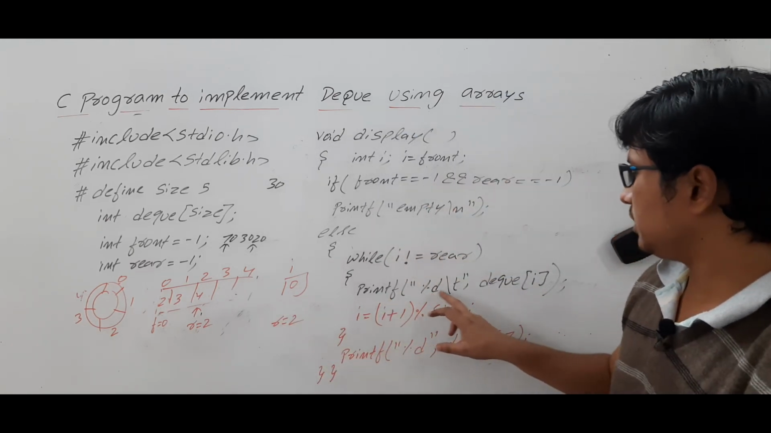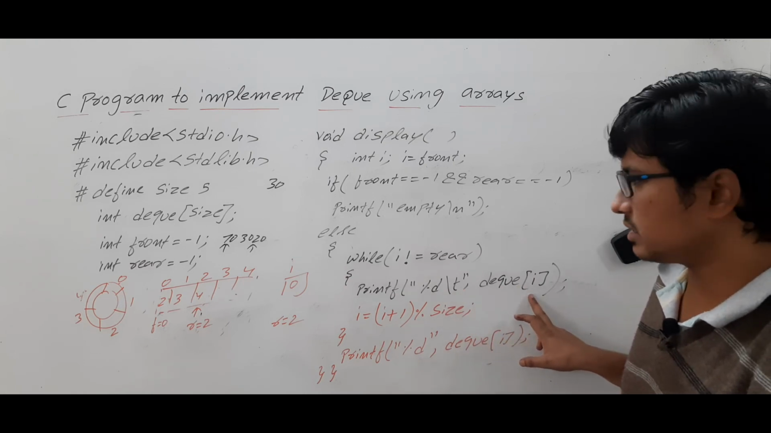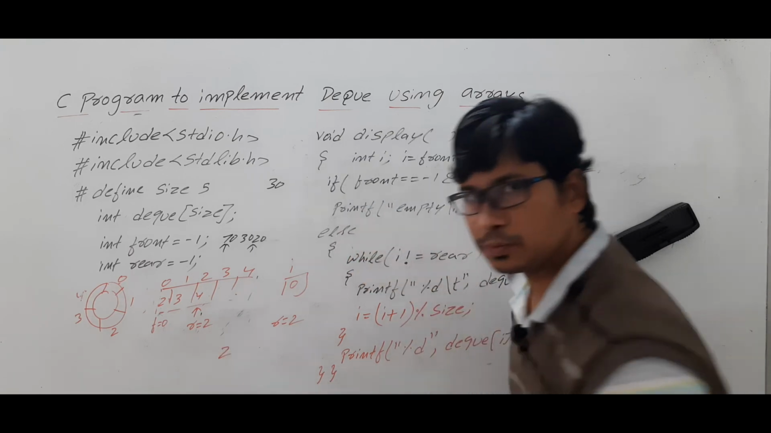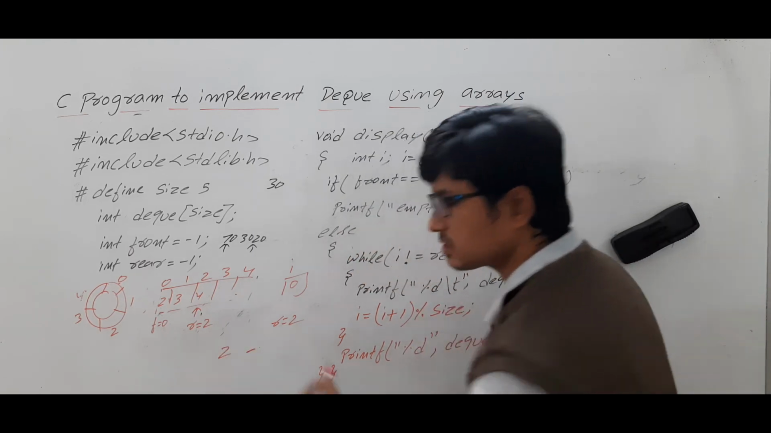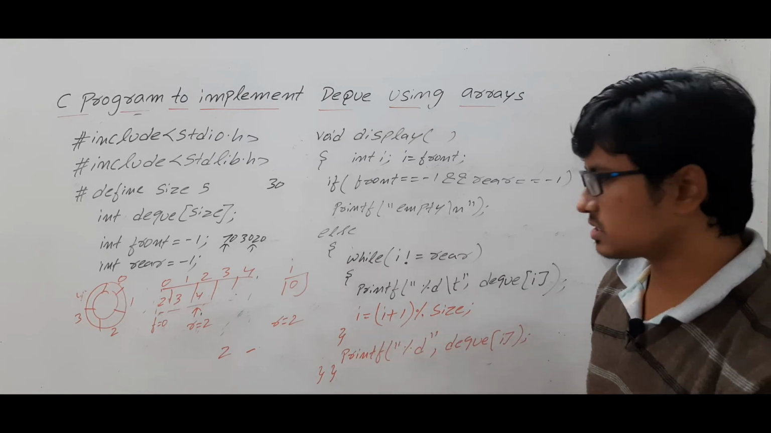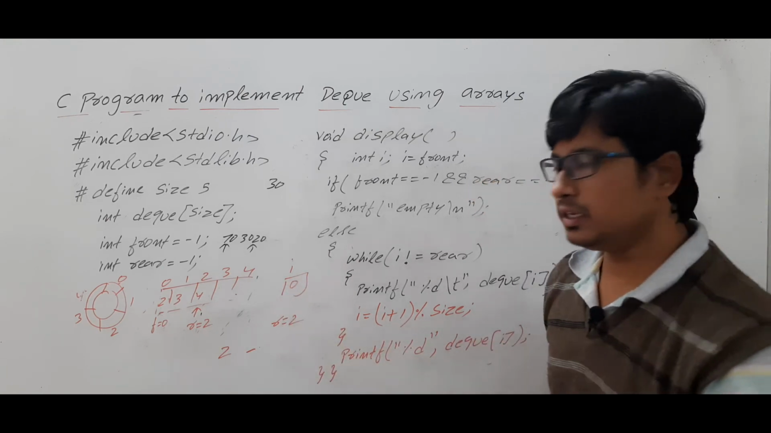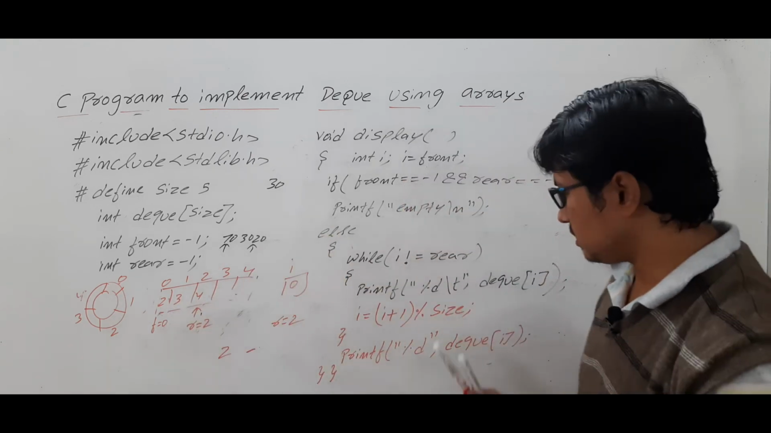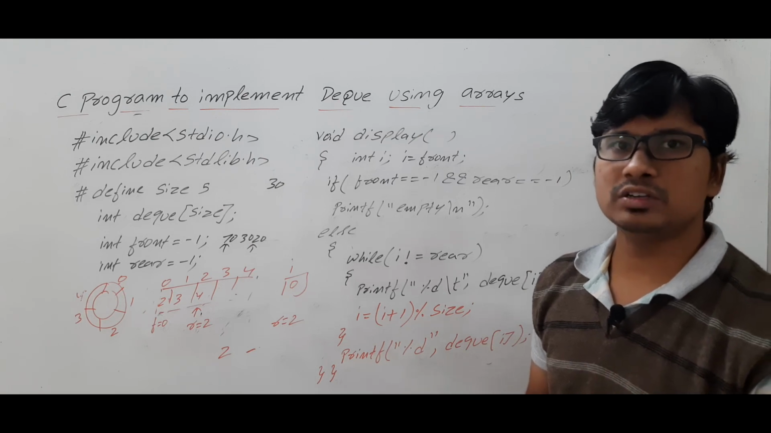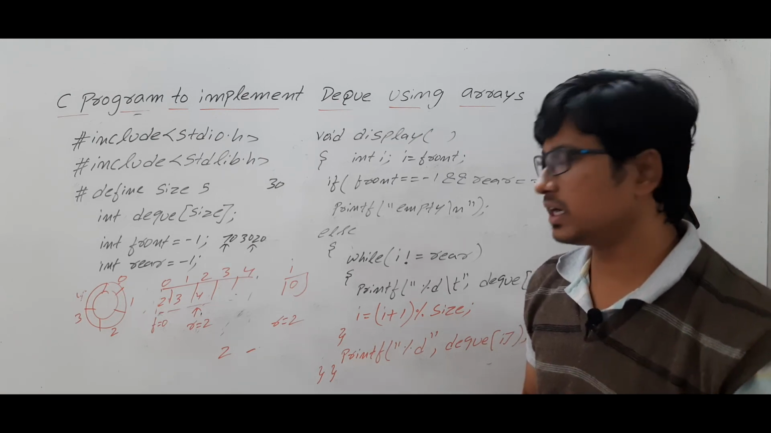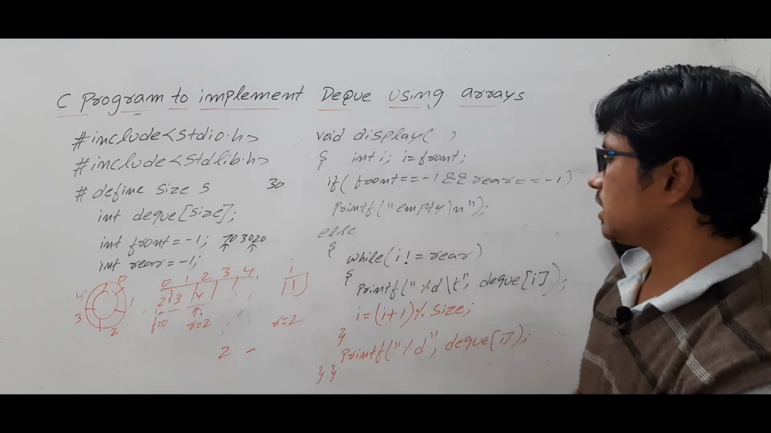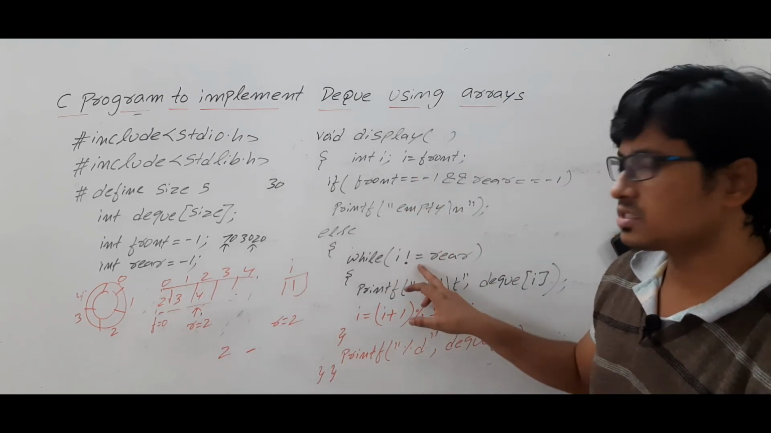So you are printing the element which is there at index i, which is index 0. What value is there? 2 will be displayed, and a tab space will come, the cursor will come here. Then you are writing i is equal to (i plus 1) modulus size. So 0 plus 1 will be 1. 1 modulus 5, size is 5 here. Am I right? The modulus operator will give you the remainder, so 1 only. So i value will become 1. Now you will check the condition. 1 not equal to 2. Yes, this condition is true.